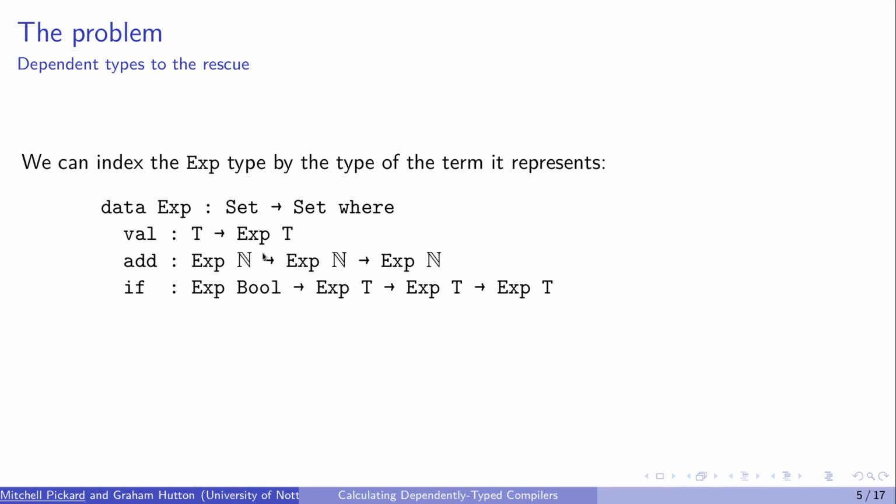Add here specifies that we're not just taking expressions, we're taking expressions of natural numbers every time. So we take two natural number expressions in and return a natural number expression out. If takes a bool expression in, and that is the condition that we're going to work on, and it takes a true branch and a false branch, which must both be the same type, and then the return type is the same type as the branches. And this stops illegal terms type checking. You can't add together true and 5 now, for example, because this add has to take two natural number terms.